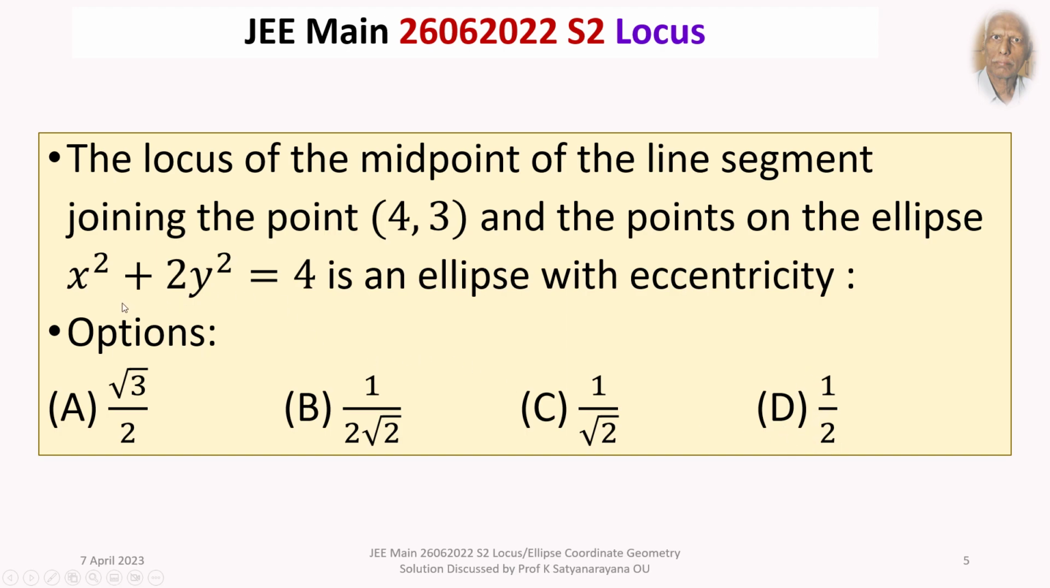We are given an ellipse x squared plus 2y squared is equal to 4. We are given a point (4, 3) and the locus of the midpoint of the line segment joining this point (4, 3) and the points on this ellipse. It is given to be an ellipse and we have to find the eccentricity of this ellipse.